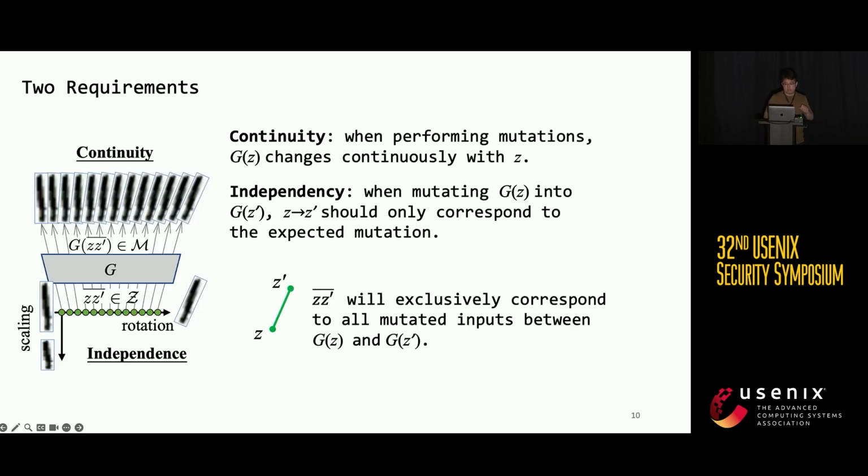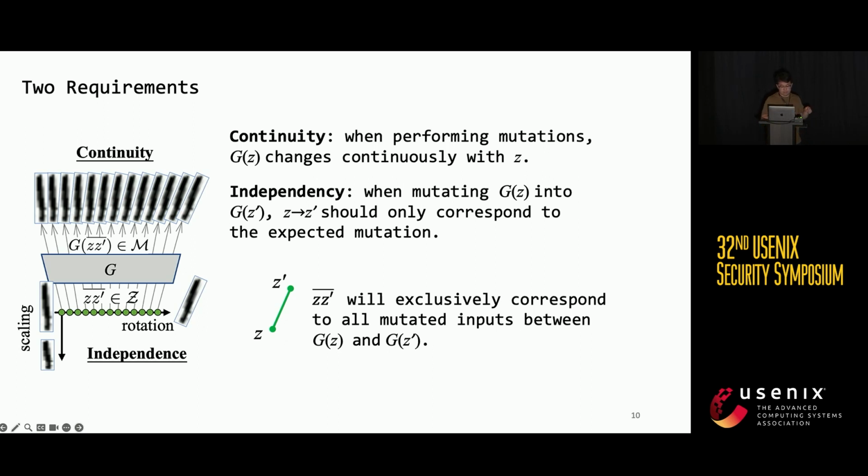To make a generative model suitable for precisely representing the input space for different mutations, two requirements must be satisfied. First, continuity. When performing mutation, the generated image G(Z) should change continuously with Z. And the second, independency. When mutating the image G(Z) into another image G(Z prime), the direction pointing from Z to Z prime should only correspond to the expected mutation.